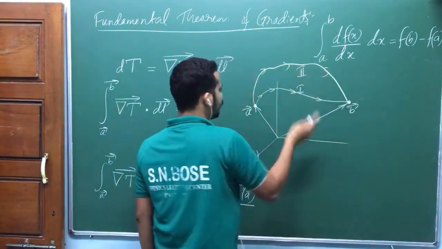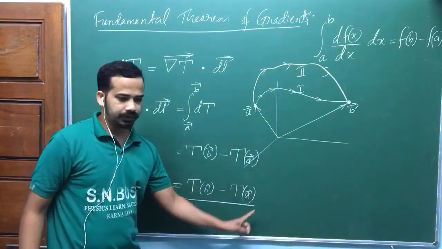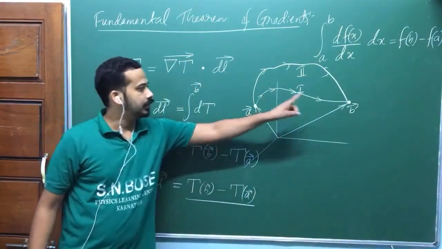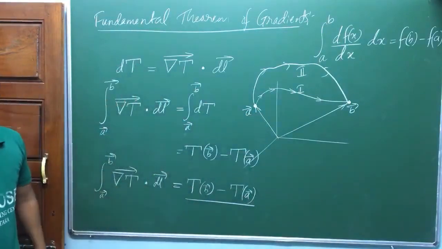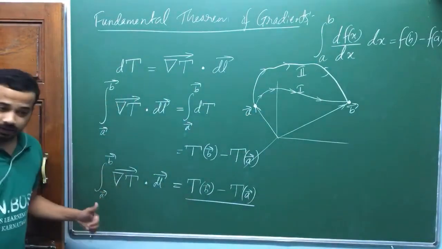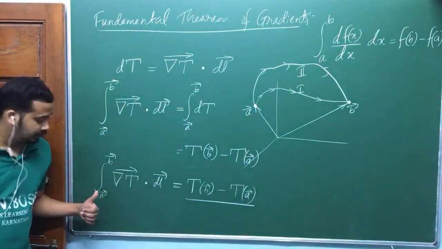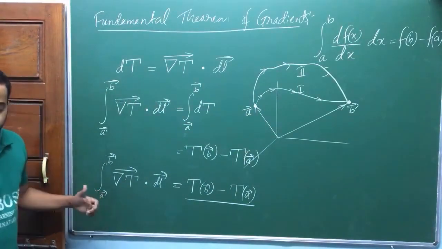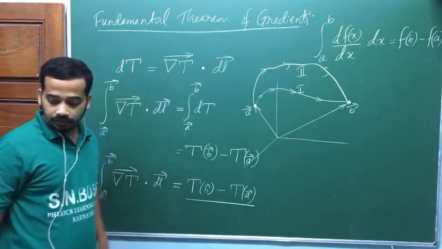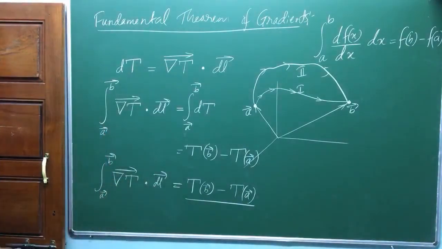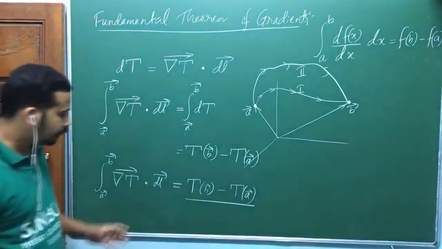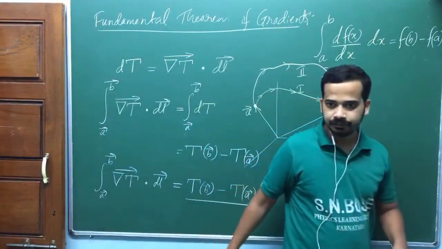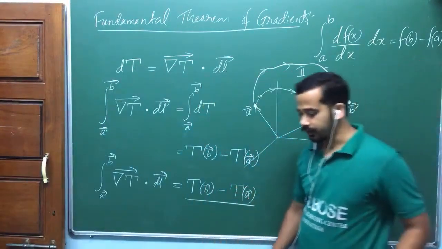Second path, am I right? Whatever the path you take, this part of the integral remains the same, am I right? If initial and final points are the same, then the left hand part should also be independent of the path chosen, isn't it? So that's why we got one idea here, we got one rule here, or one nature here.